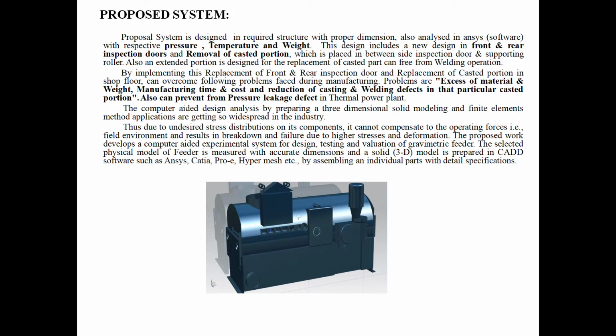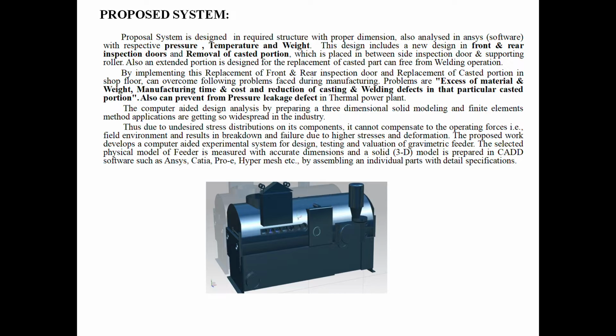The proposed system is designed in the required structure with proper dimensions, and also analyzed with respect to pressure, temperature and weight. The system needs to withstand at least 2 psi pressure, and we have given around 4 psi pressure for its extension. This design includes a new design of the front and rear inspection door and removal of the casted portion, which is placed between the side inspection door and the supporting roller. Also, an extended portion is designed so that the replacement of the casted part can be free from welding operation.